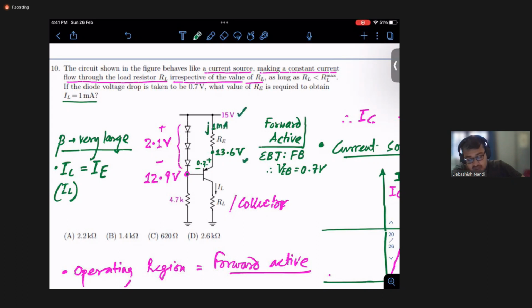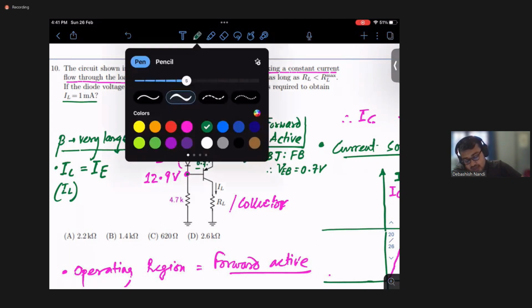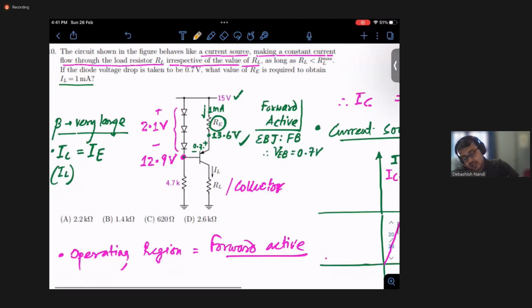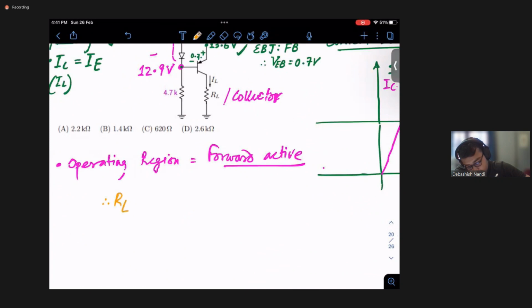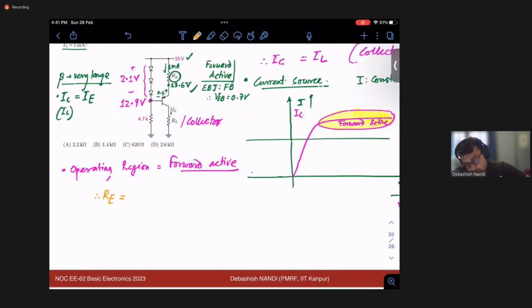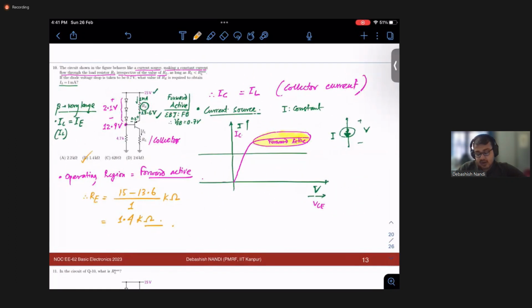This potential we know, this potential we know. Can we find out RE? Yes, we can. So my RE will be 15 minus 13.6 divided by 1 milliampere, which is nothing but 1.4 kilo ohm, right? So is there any option? Yeah, B is your right option. In this way, you can find out this voltage. First, you need to make sure which region you are operating in, right?